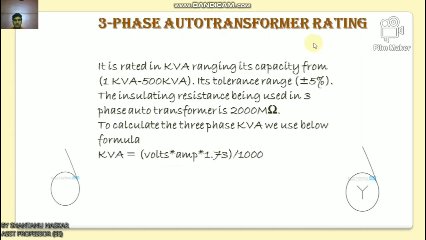Now, 3-phase auto transformer rating. This is the symbol of a single phase auto transformer. This is the symbol of a 3-phase auto transformer. It is rated in kilovolt ampere, ranging in capacity from 1 kVA to 500 kVA. Its tolerance range is plus minus 5%. The insulation resistance used in a 3-phase auto transformer is 2000 mega ohm. To calculate the 3-phase kVA, we use the formula: kVA equals volt into ampere into 1.73 by 1000. So this is the rating of a 3-phase auto transformer.